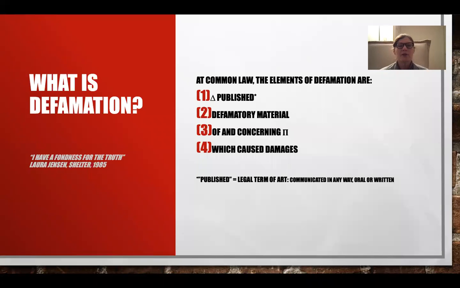What is defamation? As we know, at common law, the elements of defamation were the defendant published defamatory material of and concerning the plaintiff, which caused damages. And as we know, published is a legal term of art, which means communicated in any way, oral or written. So that's a particular defamation use of the word published. Also, of and concerning doesn't need to name the plaintiff by name. It just needs to be recognizable. And the defamatory material obviously needs to be false. Truth is an absolute defense to defamation.